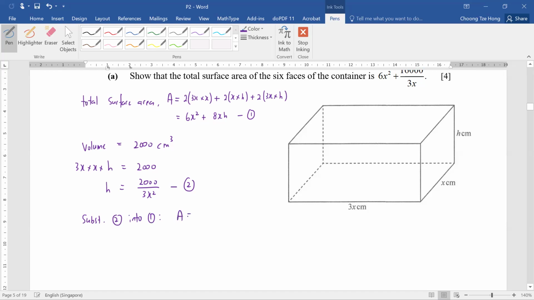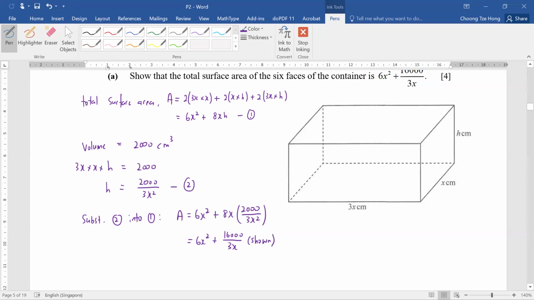So we'll get area equals 6x squared plus 8x times 2000 over 3x squared. So all we need to do is to simplify. 8 times 2000 is going to give you that 16,000. x divided by 3x squared, so one of the x will cancel off and we'll be able to show the expression. So the expression for the area in terms of x would be 6x squared plus 16,000 over 3x. So we have successfully shown this already.